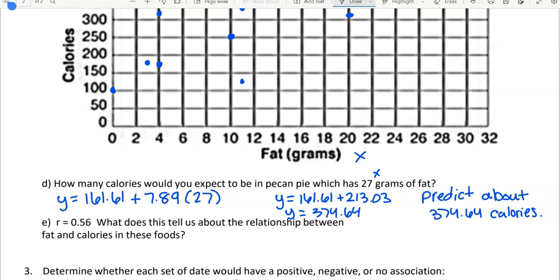Part E, R equals 0.56. What does this tell us about the relationship between fat and calories in this food? We know it's a positive number, so there's a positive correlation. It just means that it increases. Remember I said earlier, the closer to 1, the better. 0.56 is only halfway to 1, right? So this is a very weak correlation.